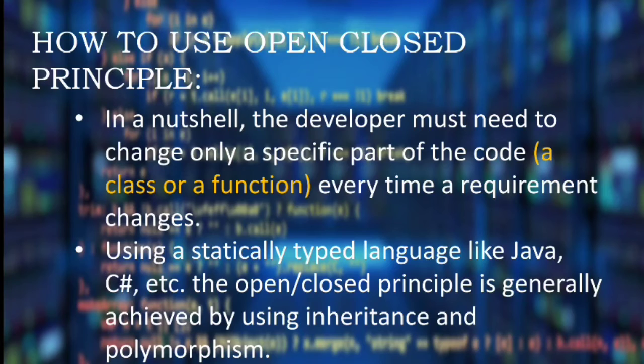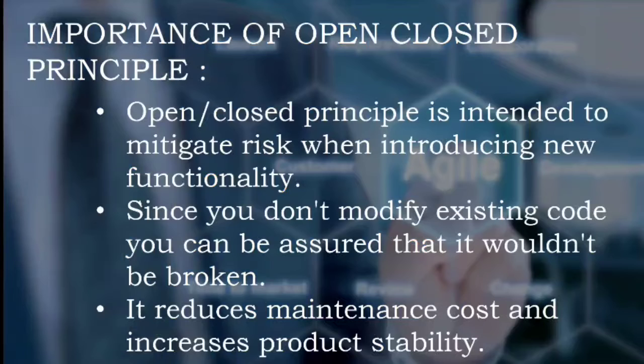How to use the open closed principle? In a nutshell, the developer must change only a specific part of the code, a class or a function, every time a requirement changes. Using statically typed languages like Java, C, etc., the open closed principle is generally achieved by using inheritance and polymorphism.